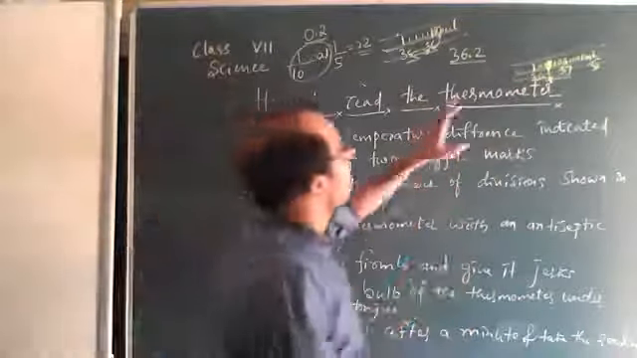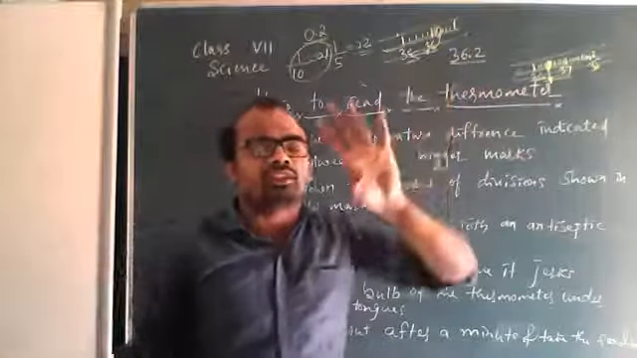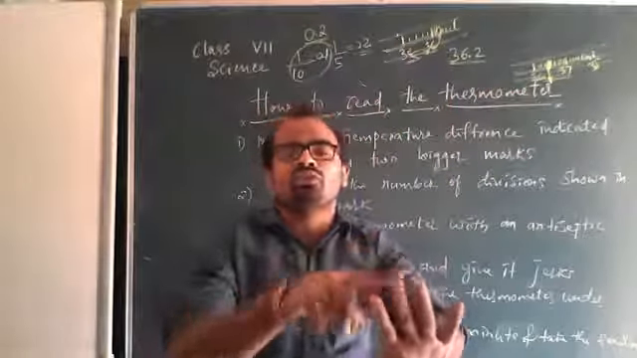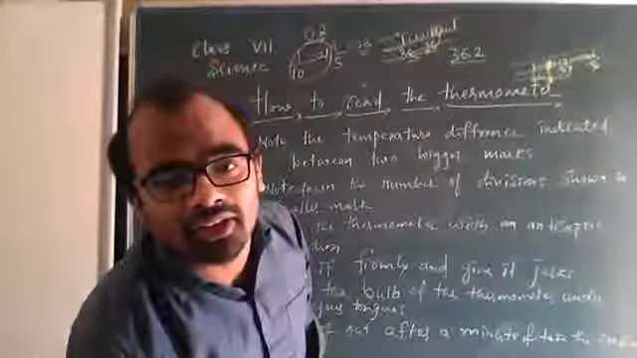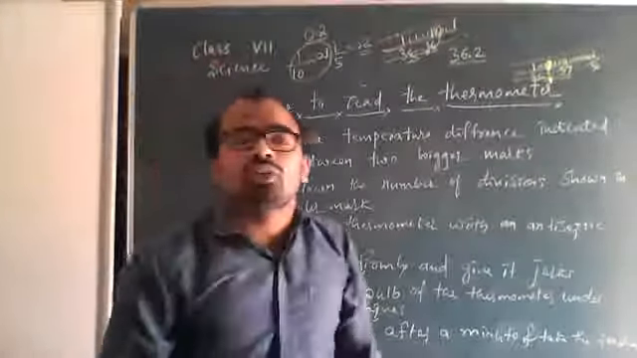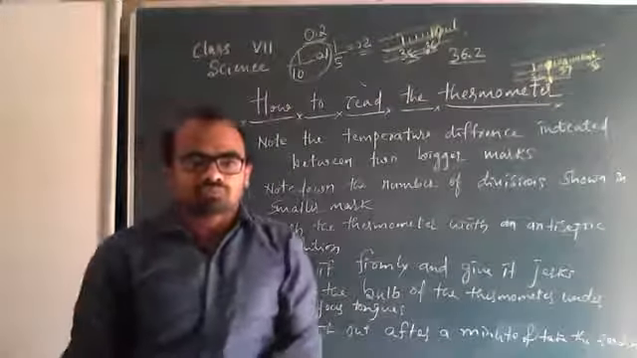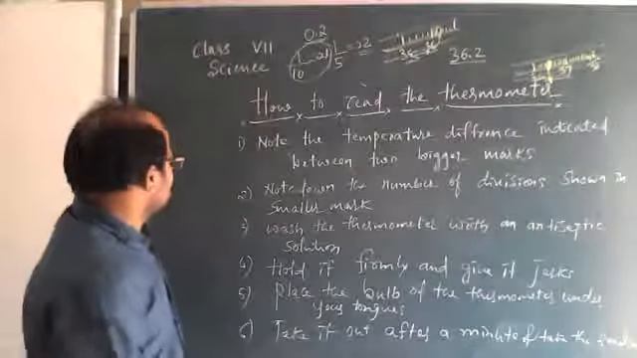36.4, because 36 is already there. After that 4 digits is coming, 1 2 3 4, that means 36.4 it is coming. Okay, so 36.4. Okay, what is my third point?